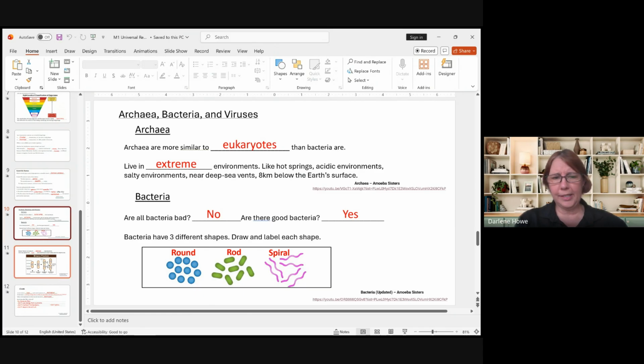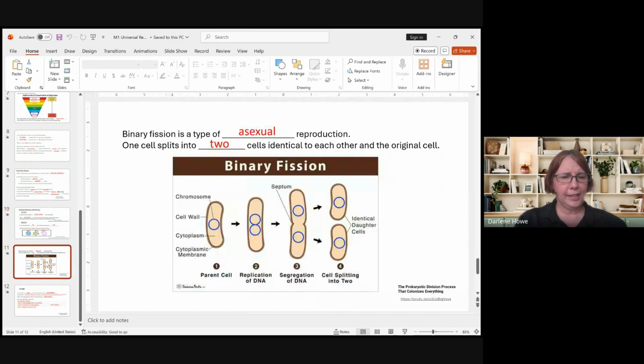Continuing on. We're almost done, guys. Okay, we've got 2 slides to go. I'm sure you want to be done this. You're almost done. Okay, a very important part of the bacteria life cycle is binary fission. Okay, binary fission is a type of asexual reproduction.